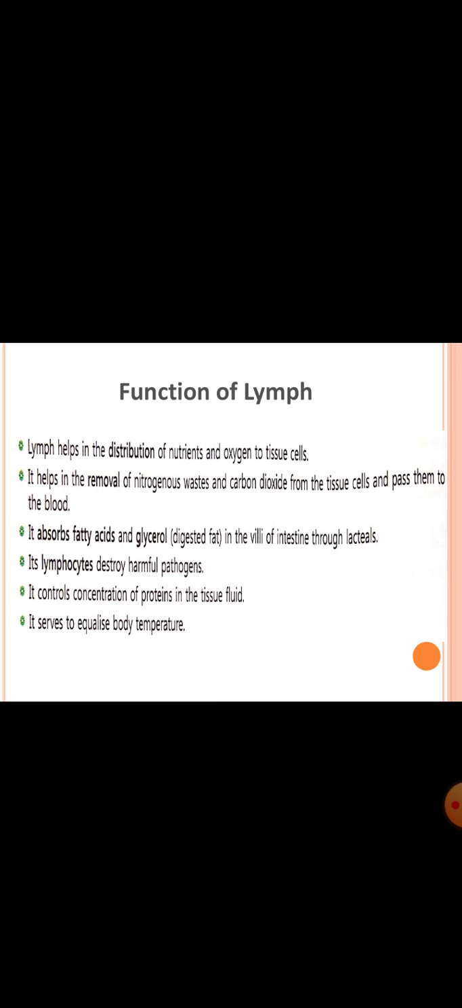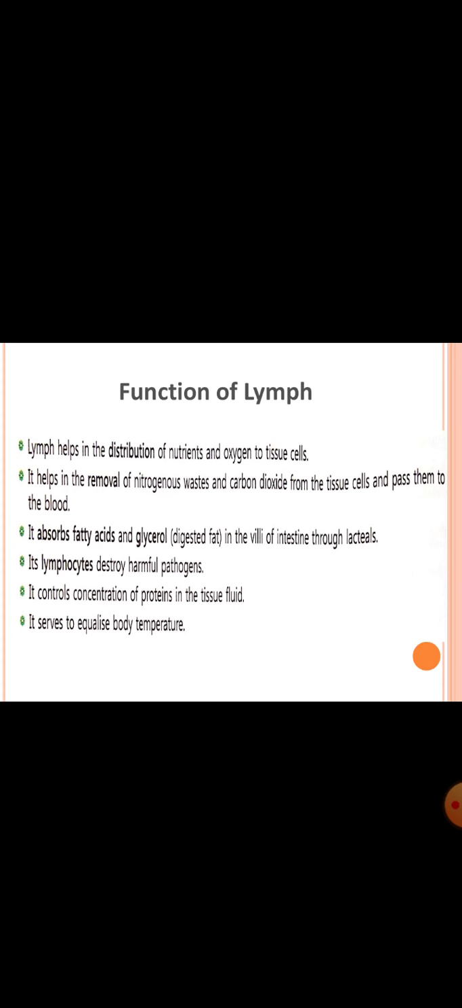Spleen carries out some important functions in our body, such as the spleen produces lymphocytes, then it destroys worn out red blood cells, hence also called the graveyard of RBCs. It acts as a blood reservoir and releases stored blood in emergency and under stress conditions. Spleen also forms RBCs in the embryo.